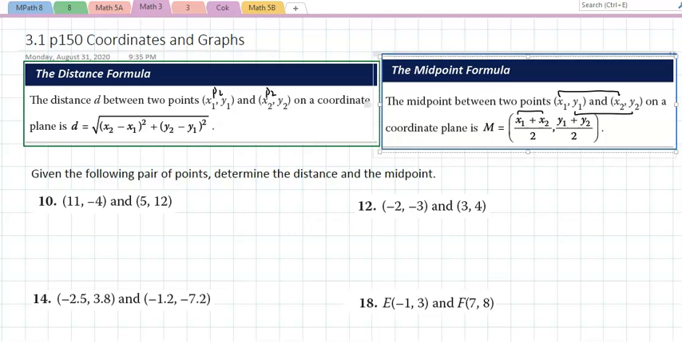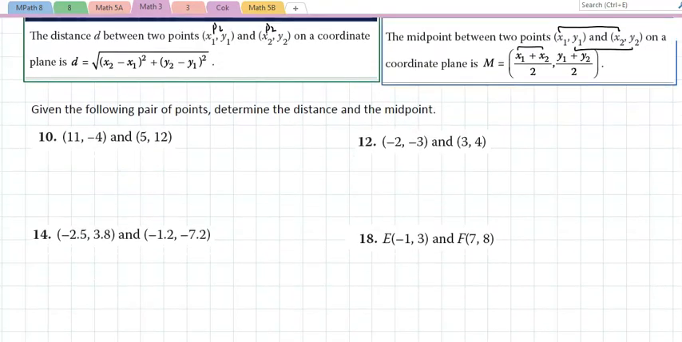So on the following problems, I'd like to find the midpoint and the distance. And let's see how this works. If I want to find the distance, that's the square root of, this is point 1, this is point 2, (y2 minus y1), 12 minus a negative 4 is a plus 4, squared, plus (x2, which is 5, minus x1, which is 11) squared.